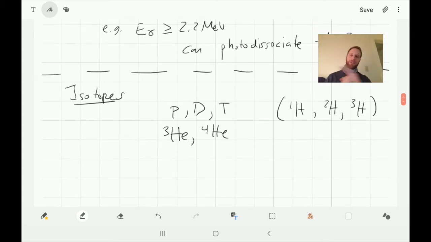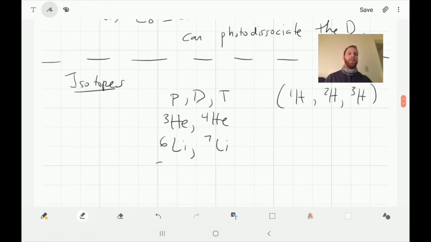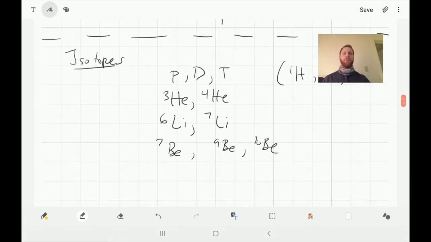Going up the list, thinking about what the periodic table looks like, you've got lithium. It turns out that the stable isotopes of lithium are pseudo-stable: lithium-6 and lithium-7. And then we've also got beryllium: beryllium-7, beryllium-9, and beryllium-10. So these are some of the major players when one goes to carefully analyze what goes on during Big Bang nucleosynthesis.